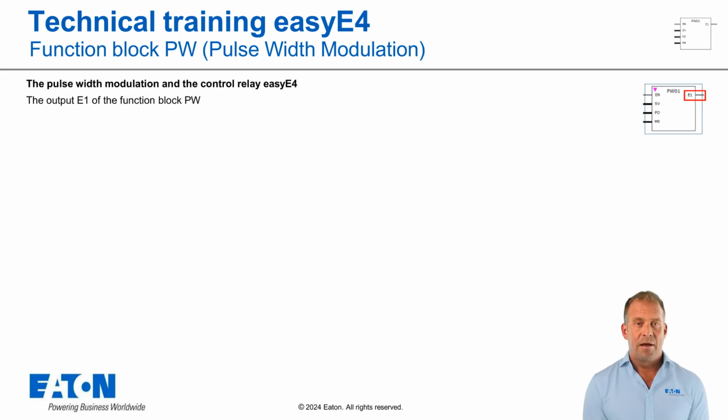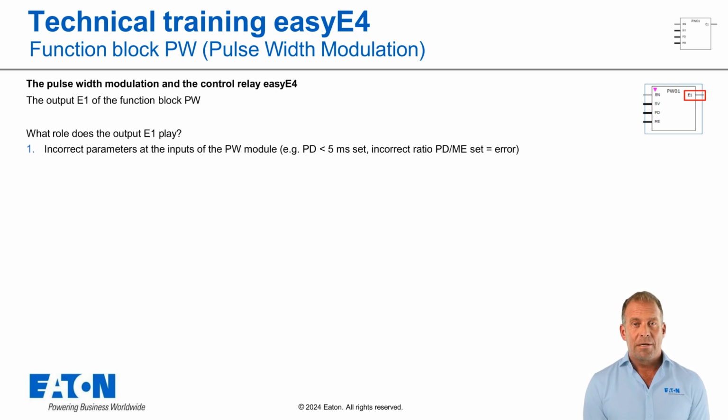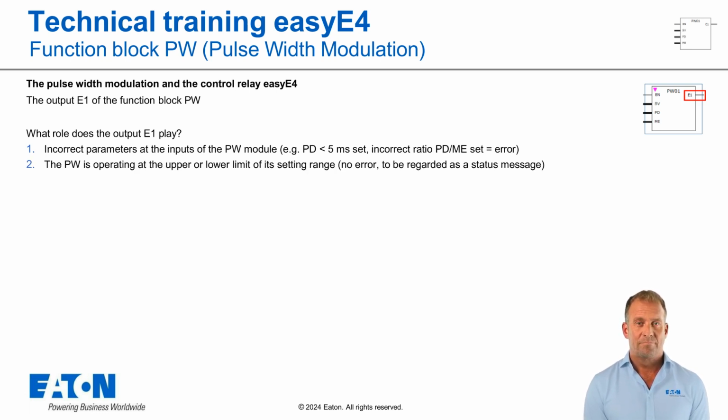To understand the interaction of ME, minimum switch-on and switch-off time, and the device output E1, here is a short excursion to the output E1. Output E1 indicates with a true whether, firstly, the device has been parameterized incorrectly, PD is lower than 5 milliseconds, or wrong PD to ME ratio. Or secondly, the PWM device works at the lower or upper limit of its adjustment range. This second reason for reporting to E1 should be regarded as a status message because it can be used to draw important conclusions about the control by a controller module during the running program.